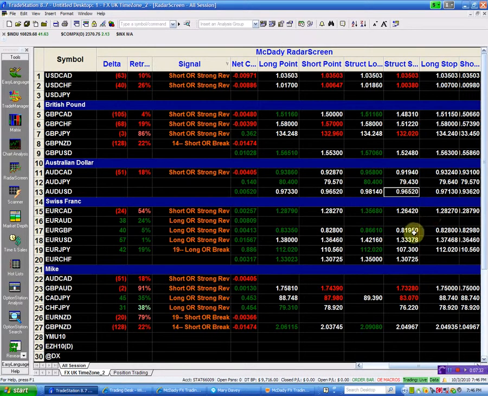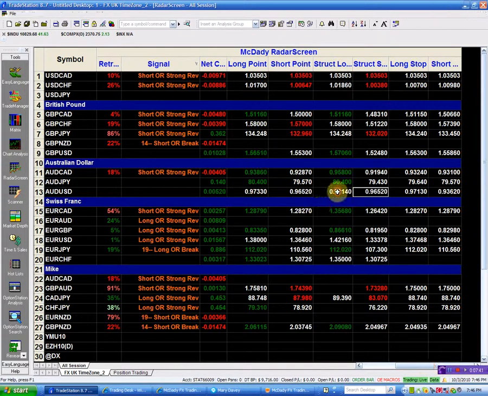You can jump in a little bit early. The structure long is the all-time high, which is the 98.14. The structure short is the 96.52. So our short point is the structure short, and it is also the stop on the long side. So I think the short stop, I need to fix that.